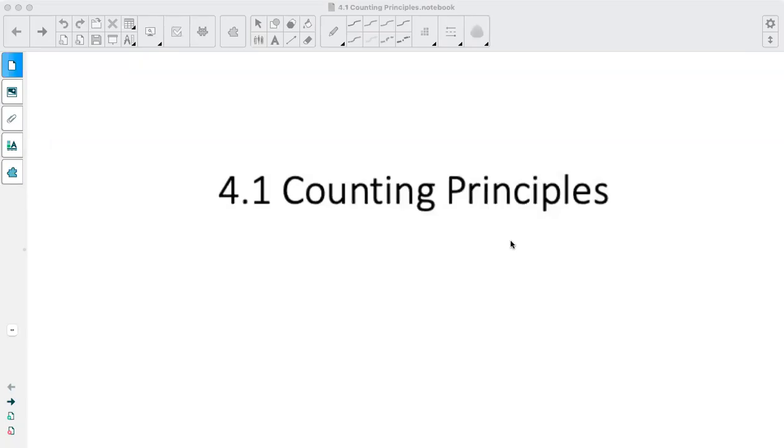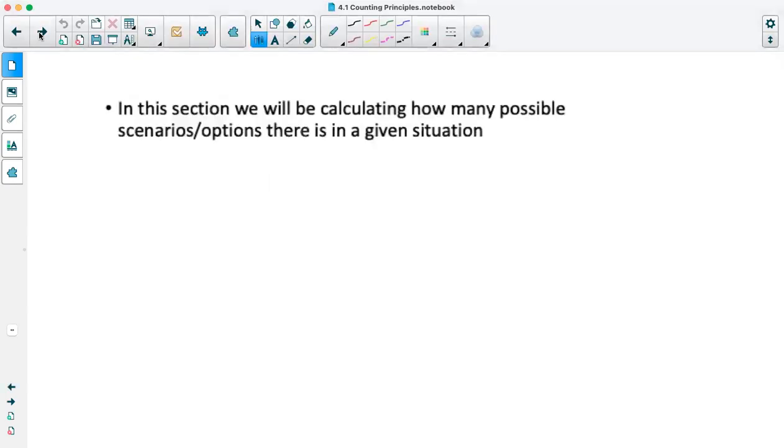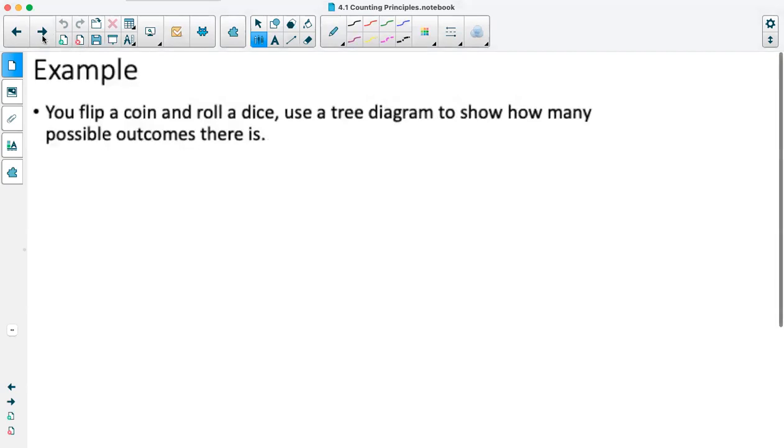Hi, today we are looking at section 4.1, which is counting principles. So this deals with figuring out how many different options there are for things to occur. We're essentially calculating how many possible scenarios or options there are given a specific situation. So for example, you flip a coin and roll a dice. Use a tree diagram to show how many possible outcomes there are.